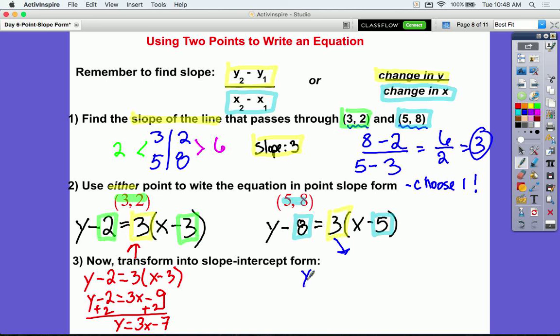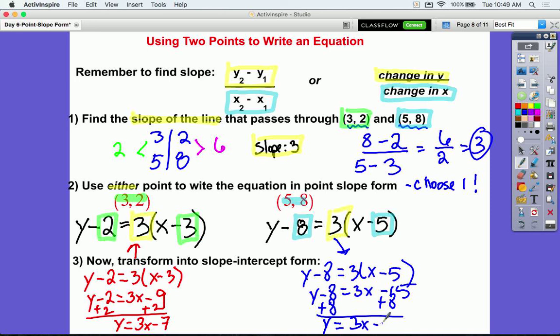Let's see what cool thing happens if I do the same thing if I chose the points 5, 8. So I've got y minus 8 is equal to 3 times the quantity of x minus 5. Y minus 8 is equal to 3x minus 15. Add 8 to both sides. Oh my goodness. Y equals 3x minus 7. How cool! It doesn't matter which point you choose, because when you go and transform it back into slope-intercept form, you will end up with the same equation. Like I said, it's magic.